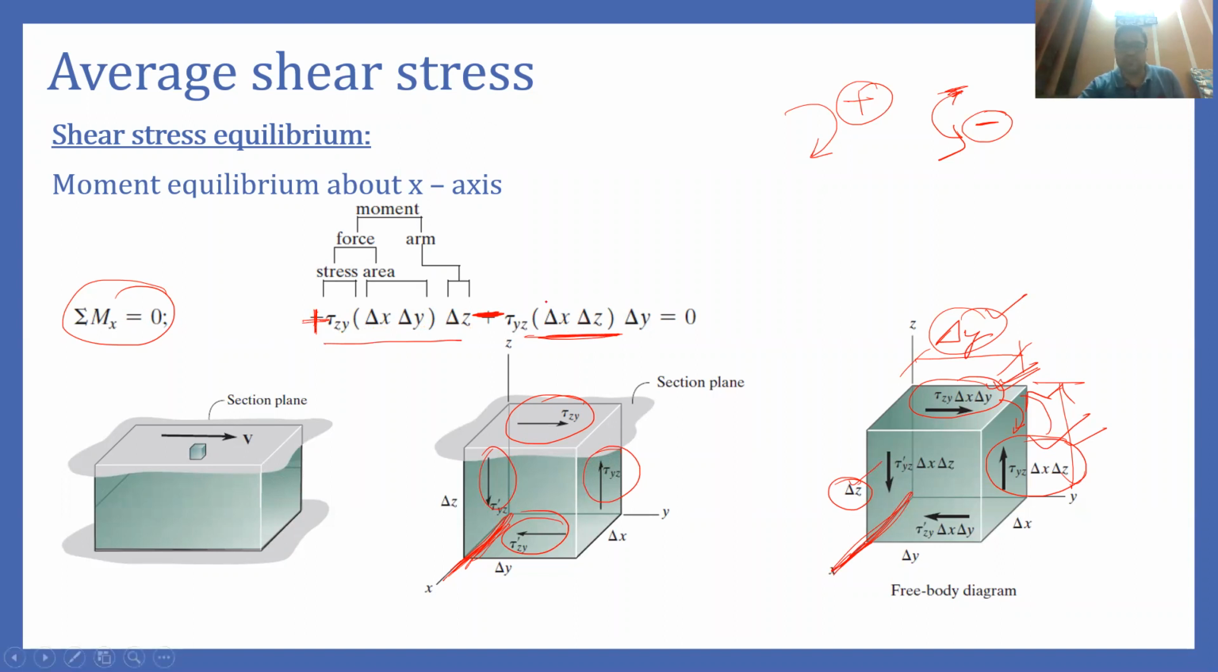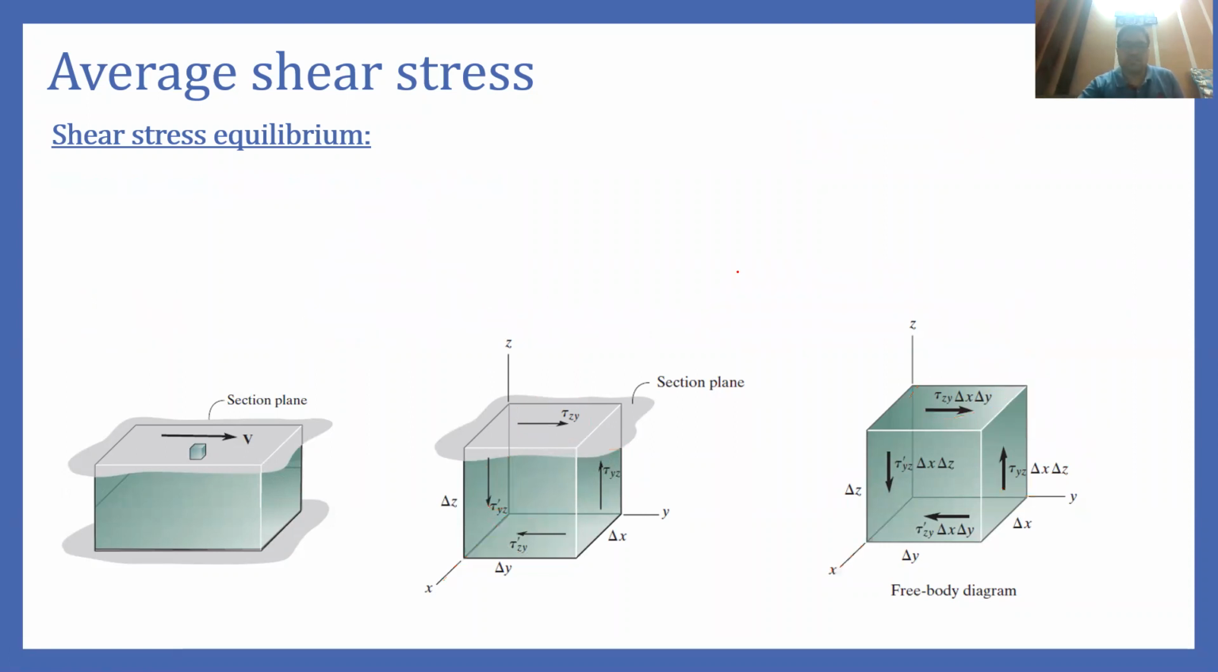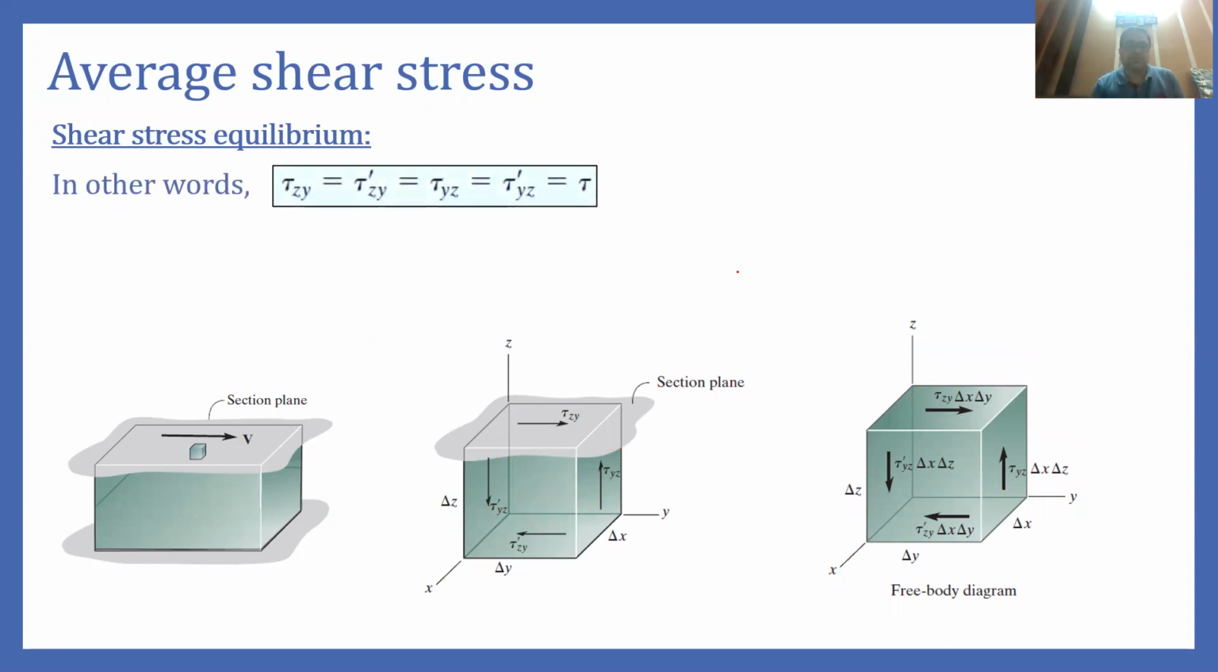So solving this, we get that tau zy will be equal to tau yz. So ultimately, we can say that tau zy is equal to tau zy dash, which is equal to tau yz, which is equal to tau dash yz. So ultimately, all four stress components, which means this one, and this one, and this one, all four components are equal, and we can represent them with a single tau.